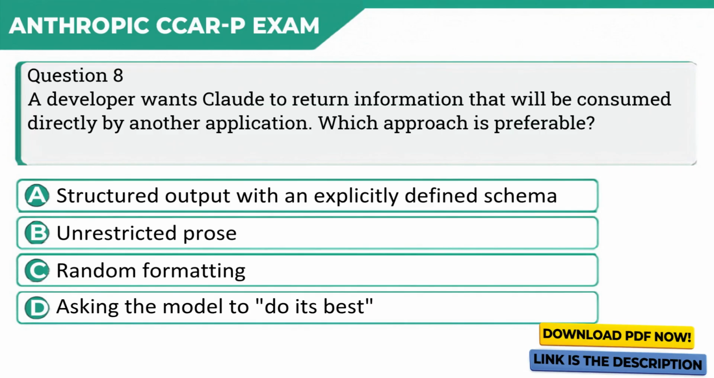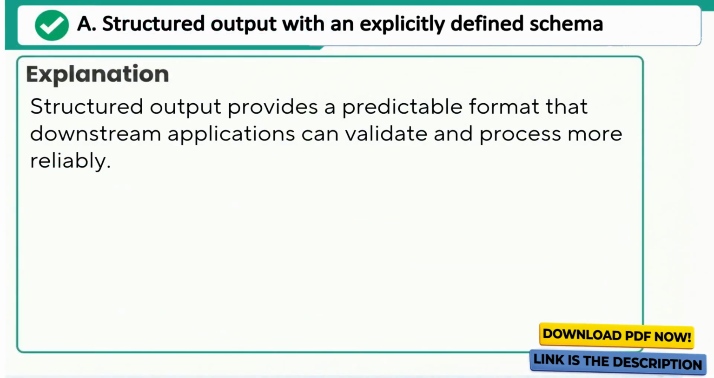Question 8. A developer wants Claude to return information that will be consumed directly by another application. Which approach is preferable? A. Structured output with an explicitly defined schema. B. Unrestricted prose. C. Random formatting. D. Asking the model to do its best. Correct answer: A. Structured output with an explicitly defined schema. Explanation: structured output provides a predictable format that downstream applications can validate and process more reliably.